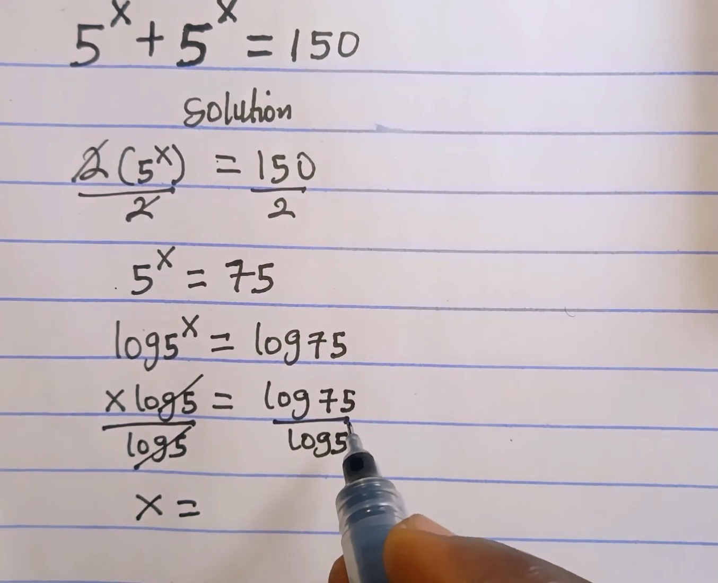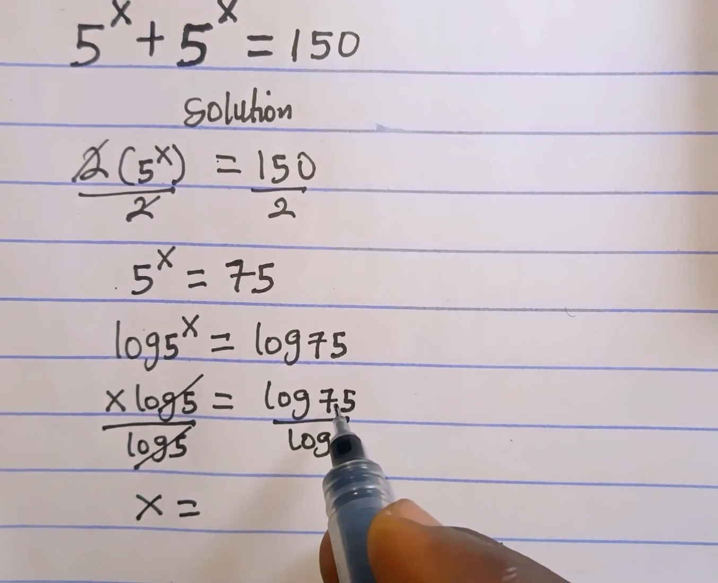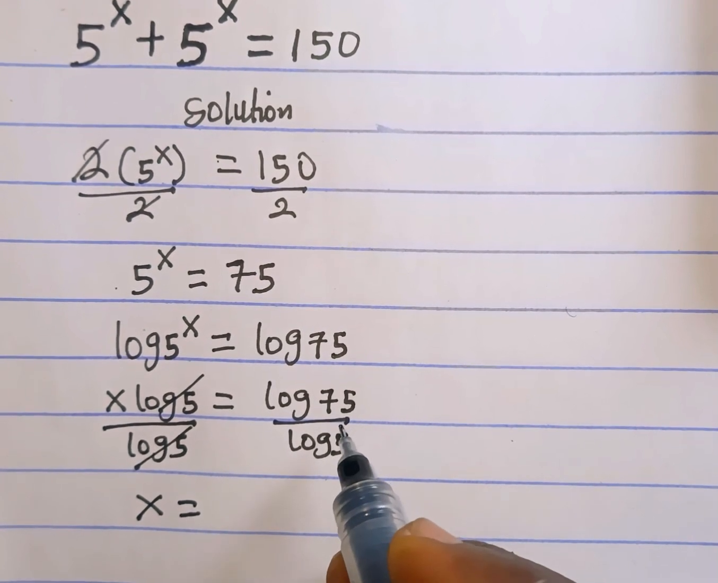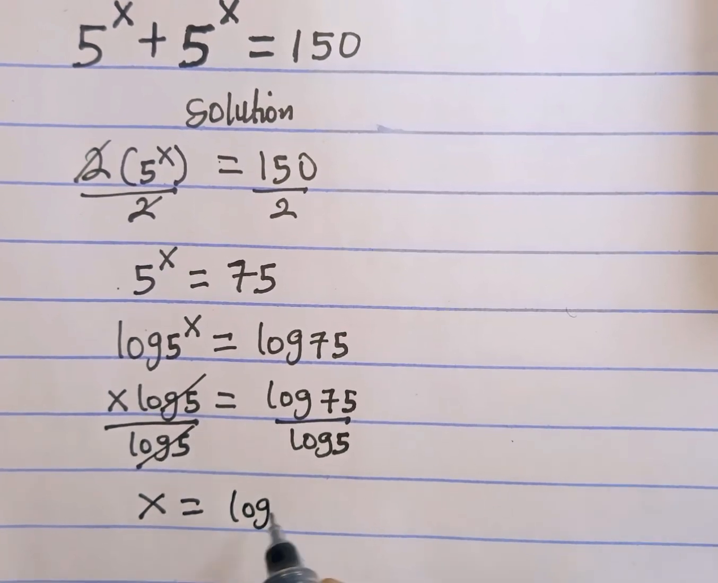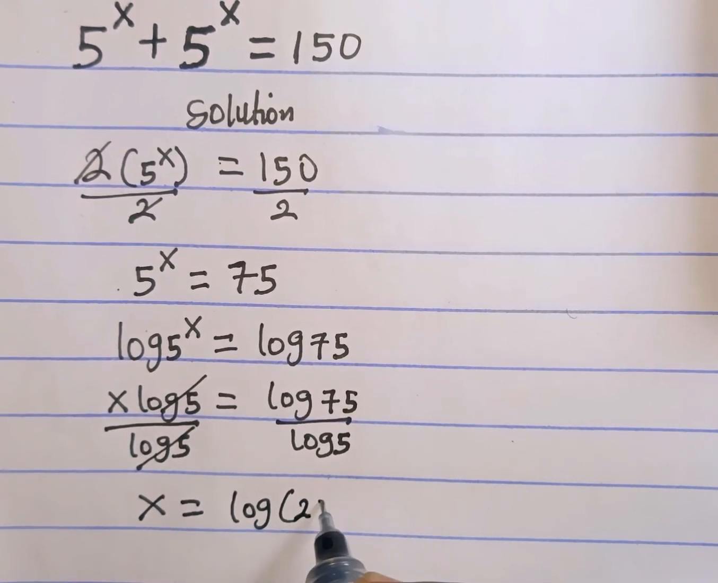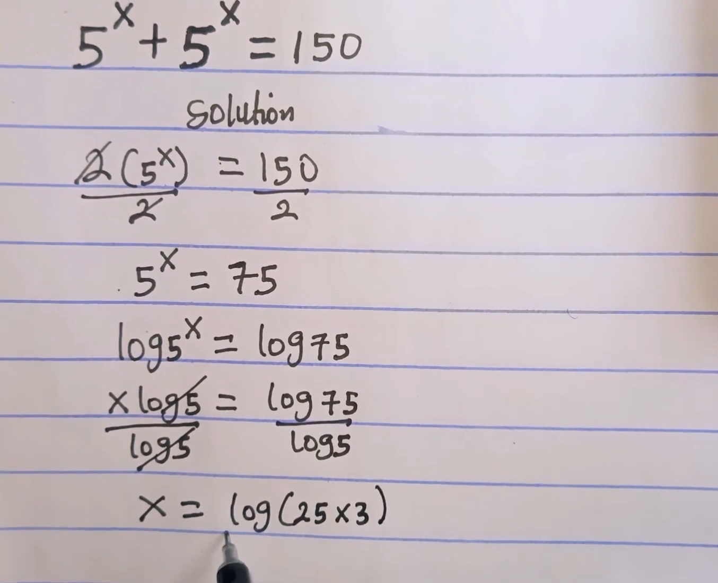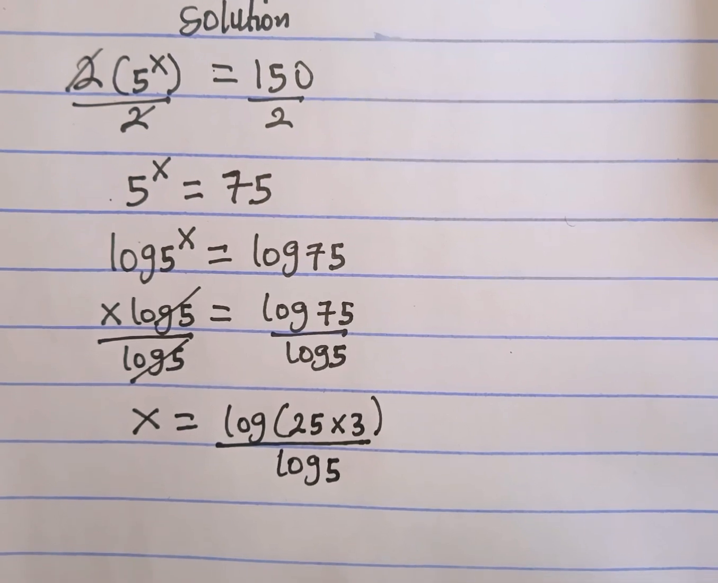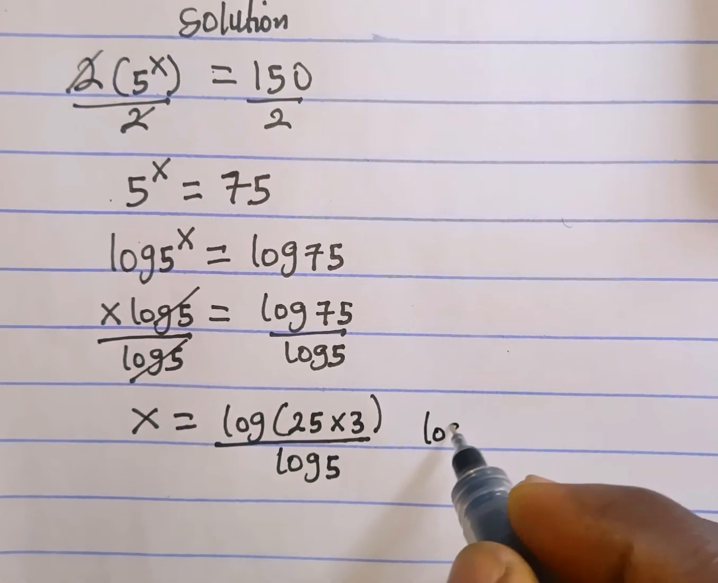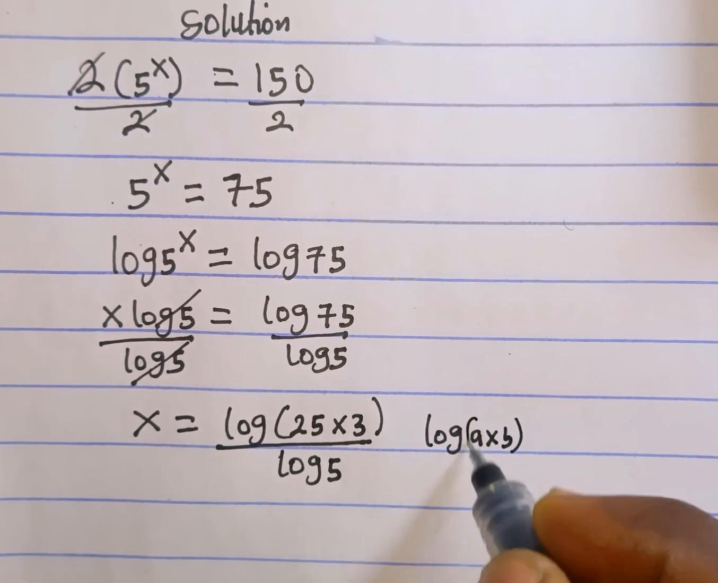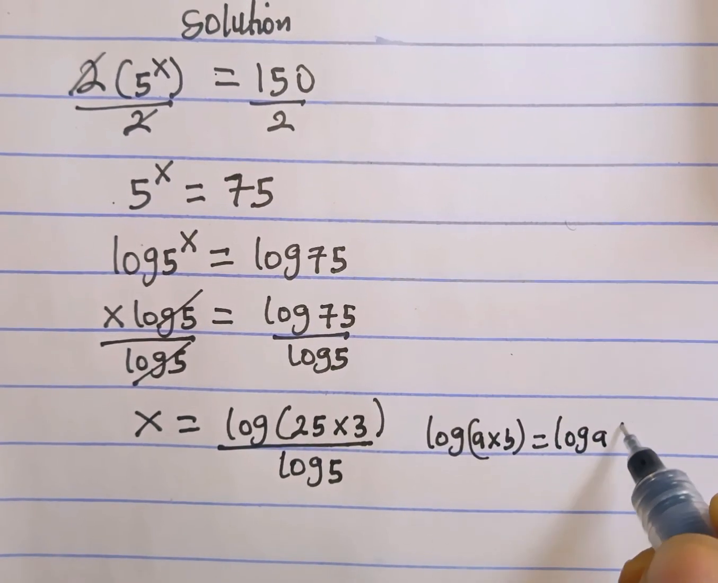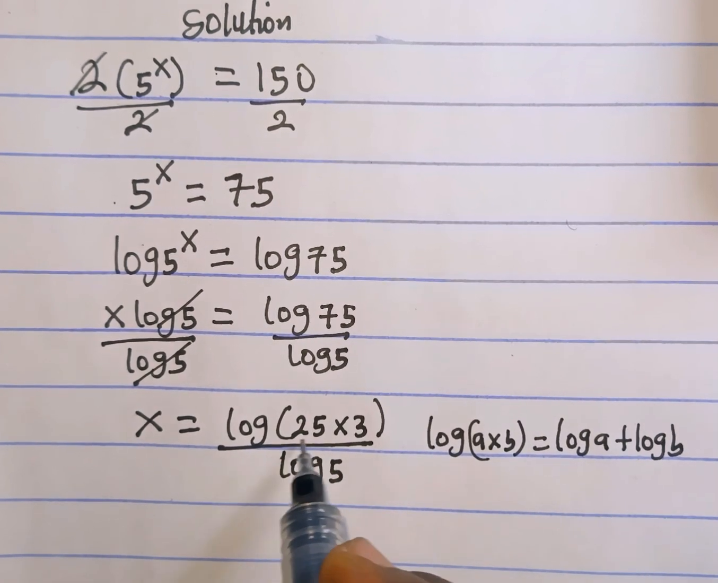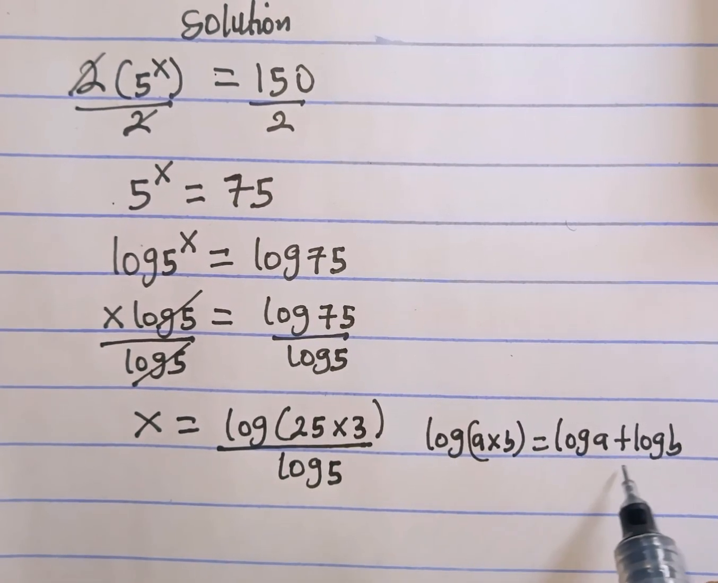So when we have log 75 over log 5, we can break this 75 as 25 multiplied by 3, which is going to give us 75. So this is the same as log of, in place of 75, we write 25 multiplied by 3, then everything all over log of 5. So from here, we are going to recall that when we have log of a multiplied by b, this is the same as log of a plus log of b. So we're going to apply this property to this numerator. As you can see, the numerator is in this form.